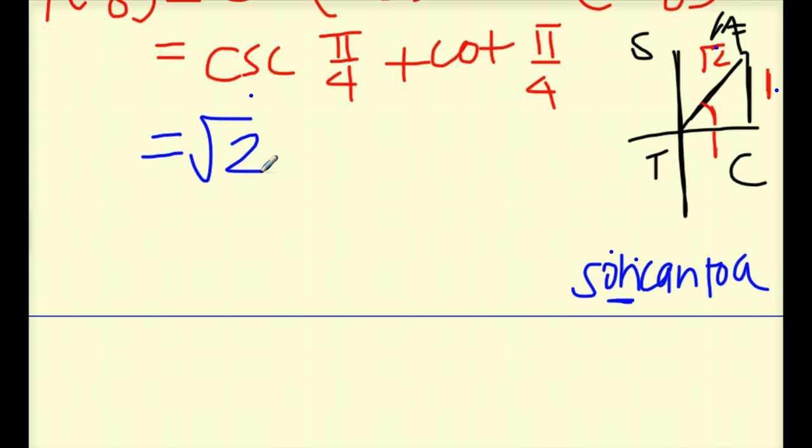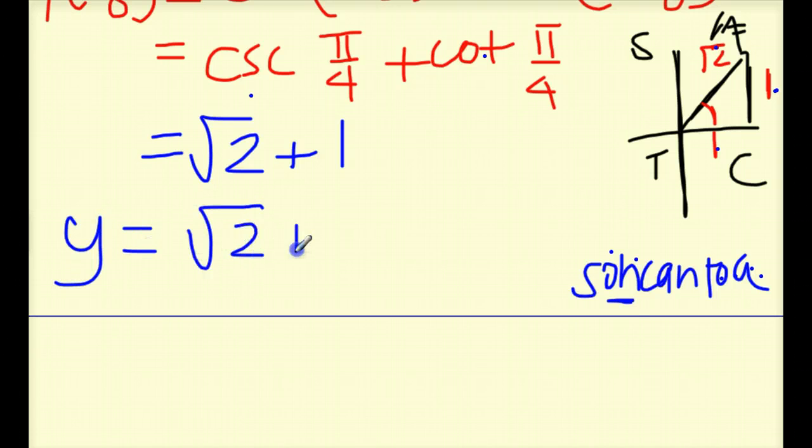If I look at cotangent, cotangent is the inverse of tangent. So if tangent is opposite over adjacent, then cotangent is adjacent over opposite. And in this case, our adjacent is 1, our opposite is 1, so that gives me a 1. So according to this, y is equal to radical 2 plus 1. There's step 1.